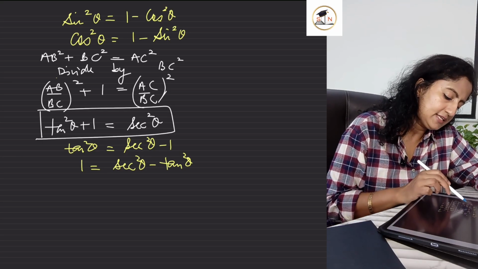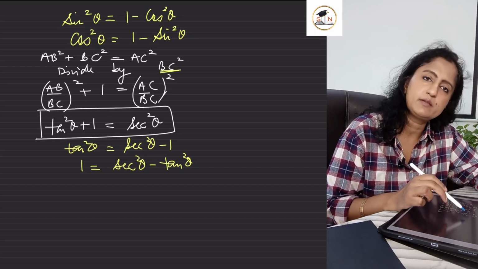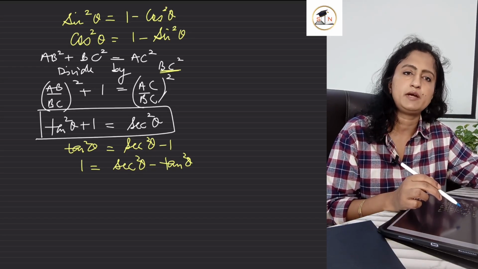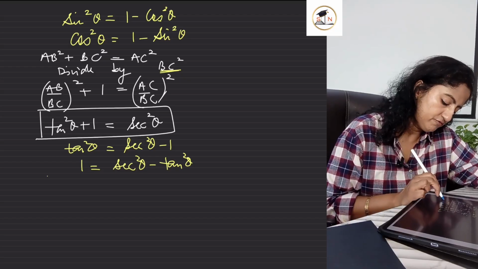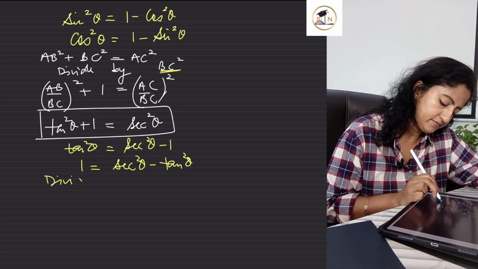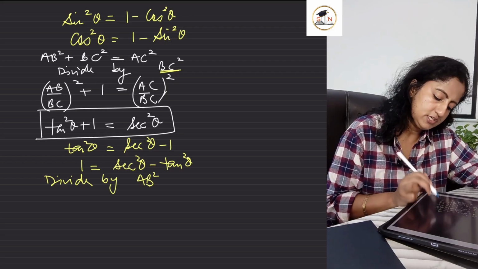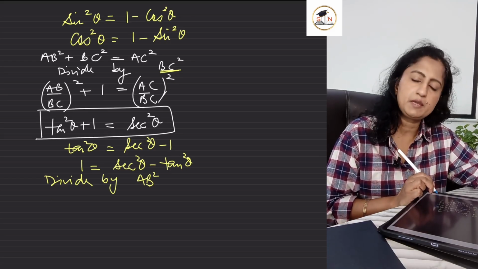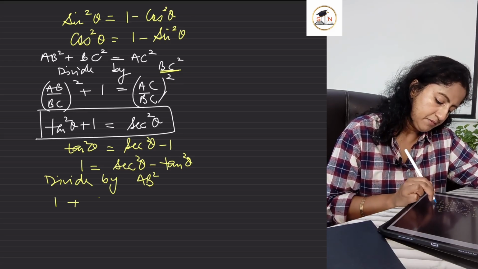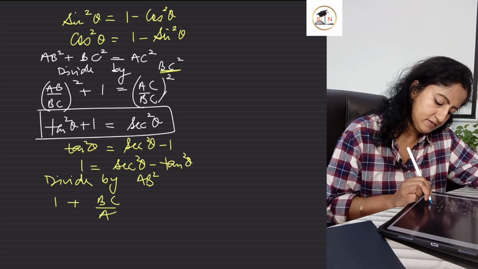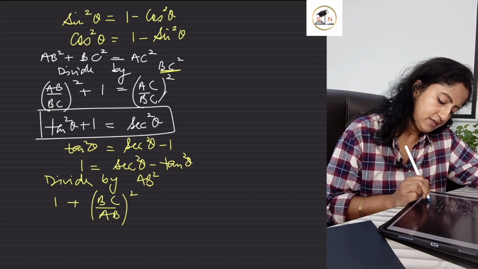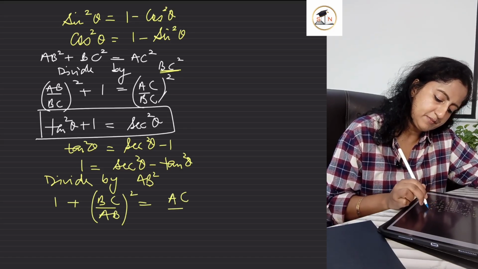Now, in this one, we had divided by BC square. In the first one, we had divided by AC square. Now, we will divide by AB square. Okay, so what do we get? AB square by AB square gives us 1. BC by AB whole square equals AC by AB.